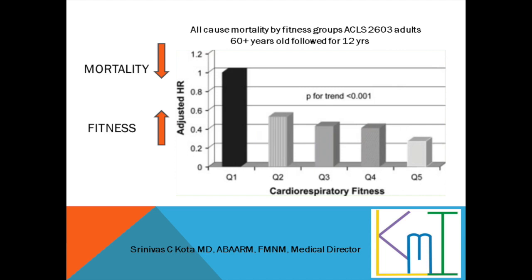What you see in this slide is the largest and the tallest black box on the left hand side is the first quintile, and the least fit people are represented by this. These are the most sedentary, and they had the highest hazard ratio in terms of their health risk for all-cause mortality due to lack of activity.